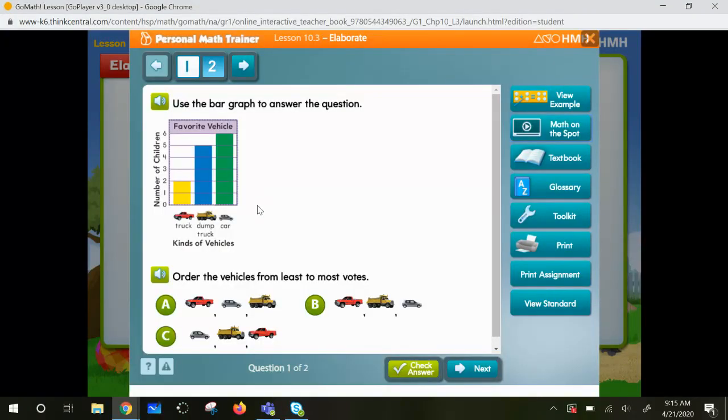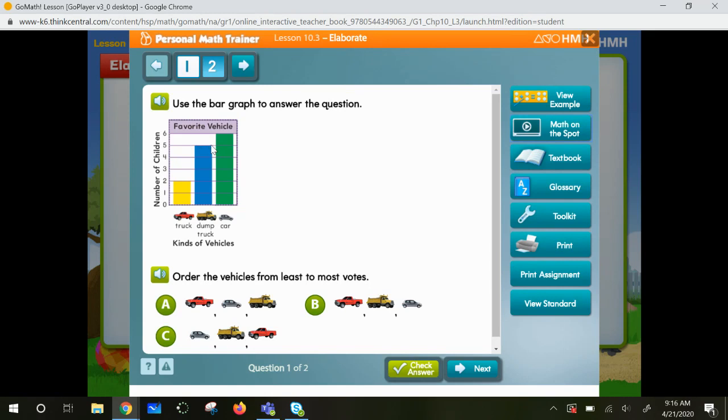Great. All right. Looking at a similar bar graph to what we just saw in Math on the Spot, remember, we're using the bar graph to solve the problem. Today's lesson, remember, is learning how to read a bar graph. So here we see the car. If we come all the way up to the very top line and come where it ends, we come straight across, we're at 6. So 6 children chose a car as their favorite vehicle. Now the dump truck.